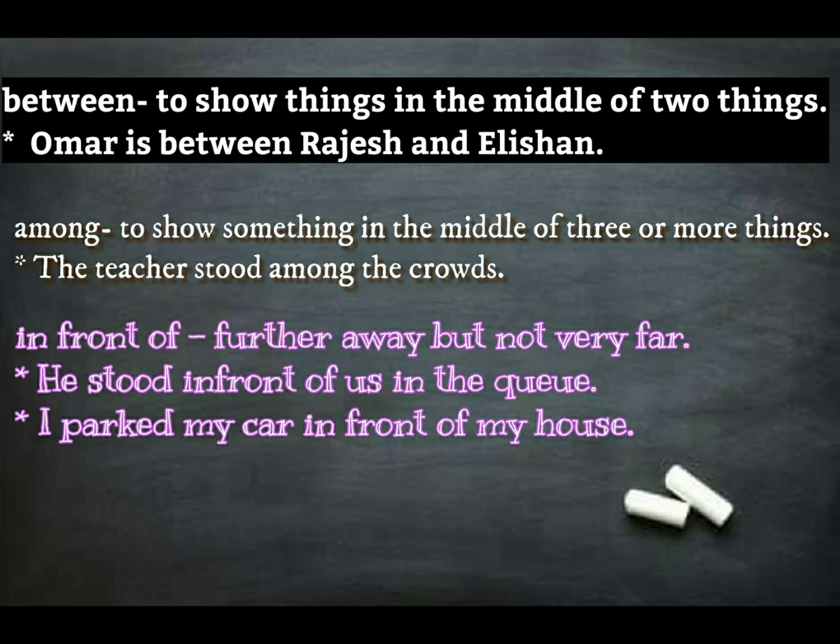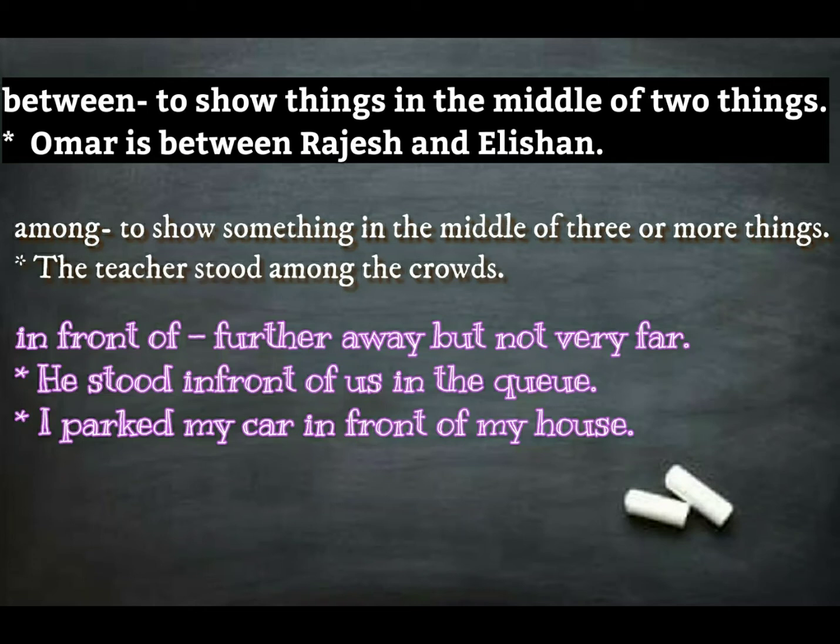And now let us look at the next preposition, that is in front of, which means further away but not far. Now let us look at the example. He stood in front of us in the queue. I parked my car in front of my house. So in both these examples, we can see that the words he and I are some distance away from the words us and house in the first and second examples. But still they are not far from each other. So that is the preposition of place and position.